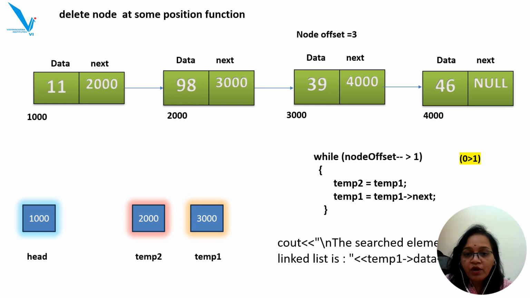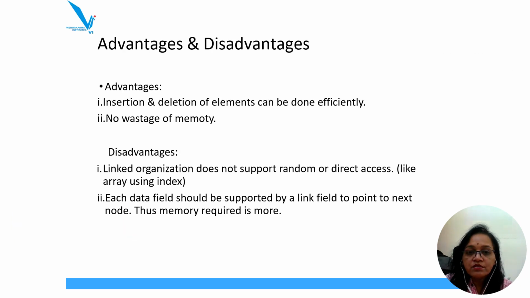So what you have to do? You have reached your search position. So you have to just print out temp1 of data. temp1 जो भी point out कर रहा है, that is the data you are searching for. So you have to see or print your result. That is how you can search a node at any position. Okay, now with this we have covered all the operations that we can perform on a single linked list.